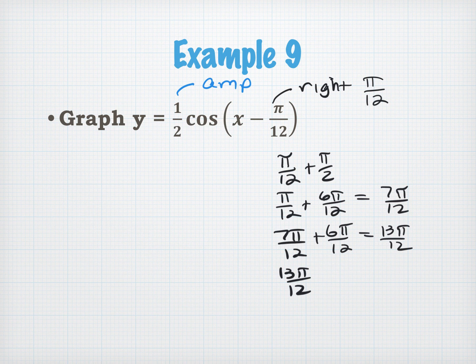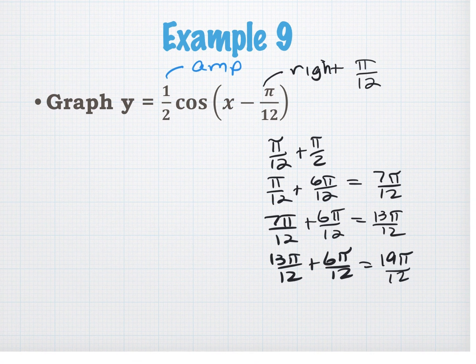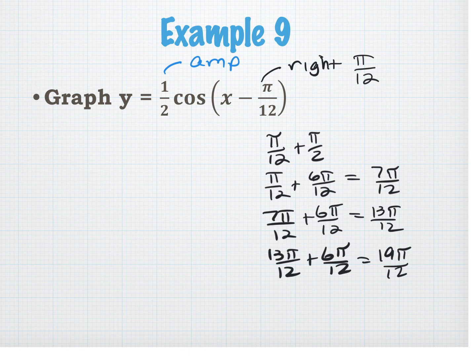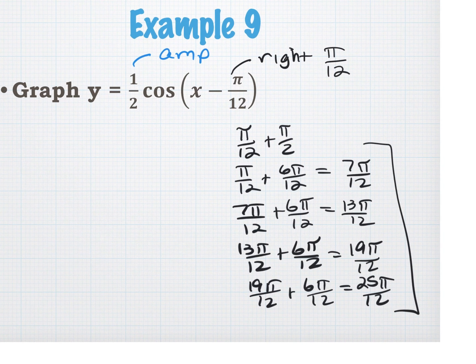Add another pi over 2, which its equivalent fraction is 6 pi over 12, so 19 pi over 12. And again, I need one more because I need 4 to the right. So 19 pi over 12 plus 6 pi over 12 gives me 25 pi over 12. These are my 4 to the right.